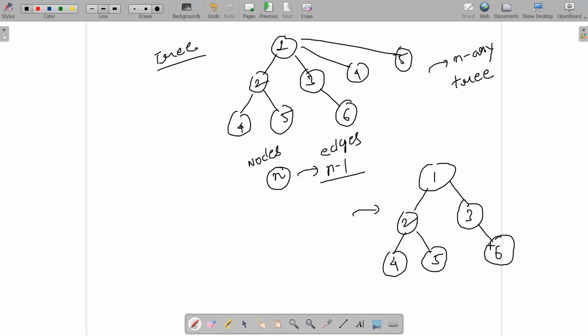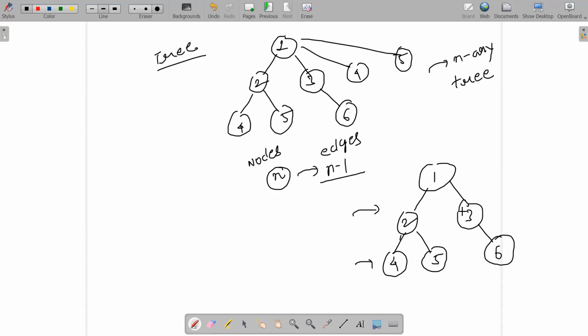Think. A tree is always connected. You start off from any node. I start off from 5. I try to visit any other node. Will I be able to go? If I start off from 4, will I be able to visit any other node inside the structure?